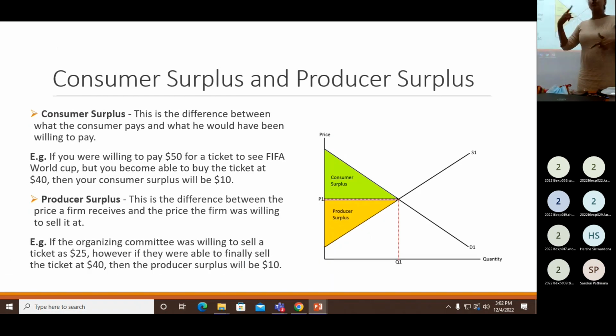Now, after the break, let's do a calculation using producer and consumer surplus.